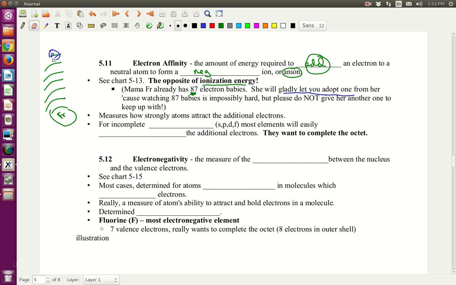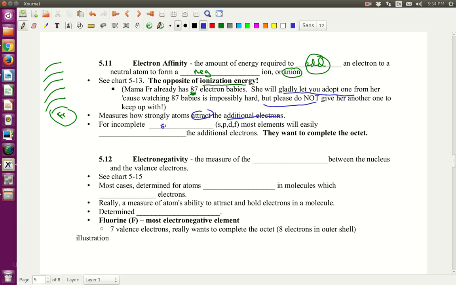Take that valence electron, adopt it from her. She loses it. Now she's a little bit smaller, and the babies are a little closer to her. In fact, she has 8 valence electrons in the outer shell, and now she's happy. Remember, they want 8, the octet. So please do not give her another baby. It does not help her to have 88 electrons. Okay? So electron affinity measures how strongly atoms attract additional electrons. She does not want additional electrons. She wants to get rid of her 1 electron.